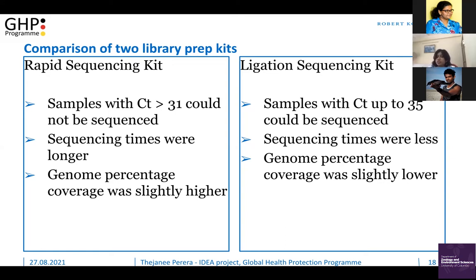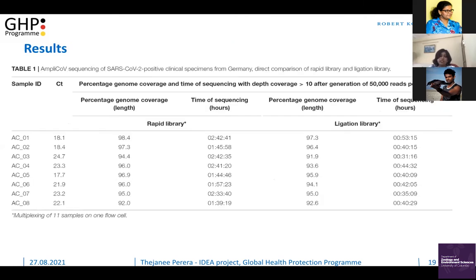You can go up to CT35, sequence time was a little bit less, and the coverage is slightly lower than the rapid sequencing kit. So this is the table from their research publication, as this is actually what I summarized. You can see the percentage of the genome coverage for each sequencing kit. This whole thing is for the rapid library kit. This is with the ligation library kit.